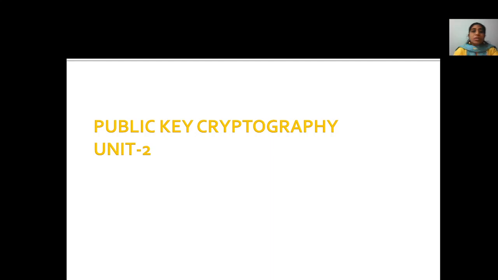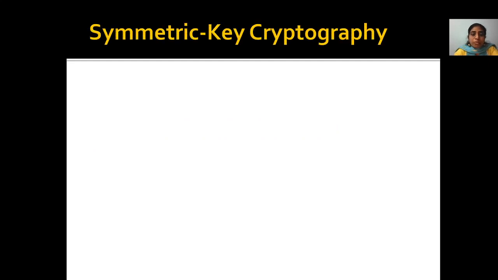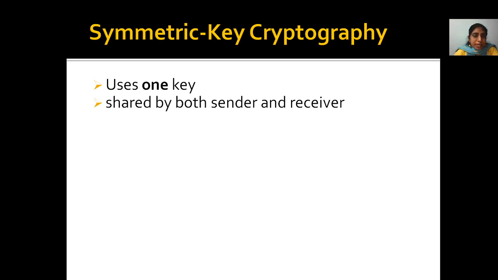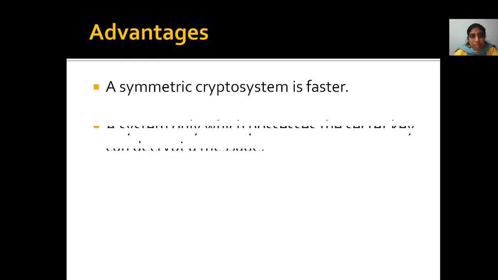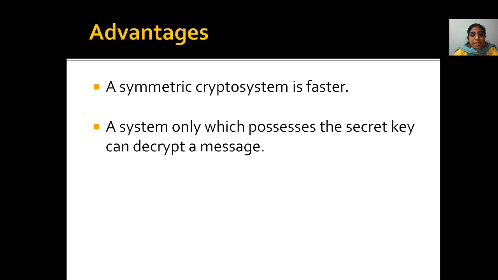Today we are going to discuss public key cryptography. Before going to public key cryptography, we are going to see what symmetric key cryptography is. Symmetric key cryptography is the cryptography where we use only one key between the two users, that is user A and user B. The key is shared by the sender as well as the receiver.